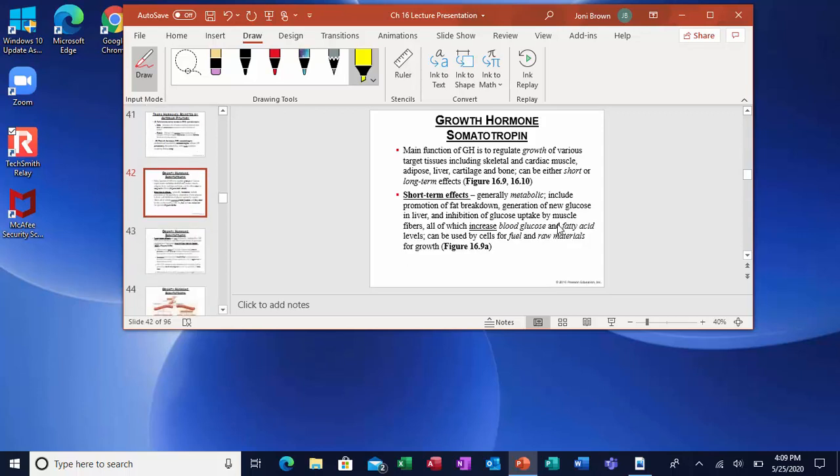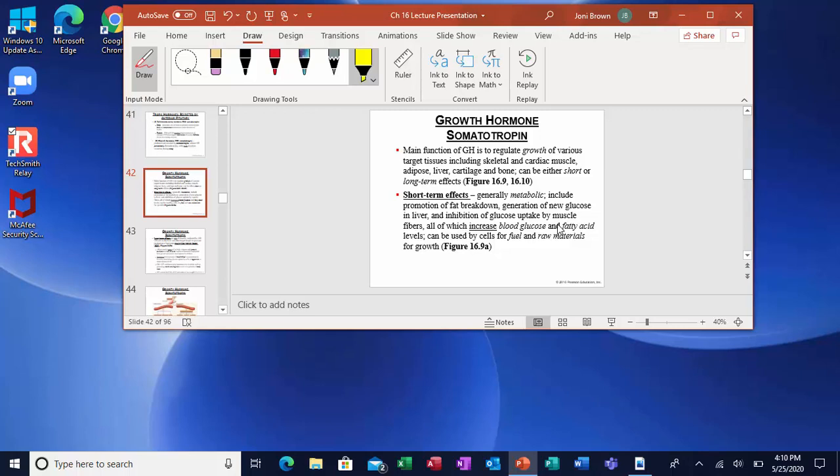Now, looking more at this growth hormone, the main function of growth hormone is it targets the skeletal muscle cells, the cardiac muscle cells, the adipose tissue, the liver, cartilage, bone, and it can produce either short-term effects or long-term effects. The short-term effects would include anabolism, building molecules, and catabolism, breaking down molecules. So it's metabolic. It will cause us to make more glucose in our liver, and it'll keep our muscle fibers from taking up this glucose so that we have an increase in our blood glucose levels.